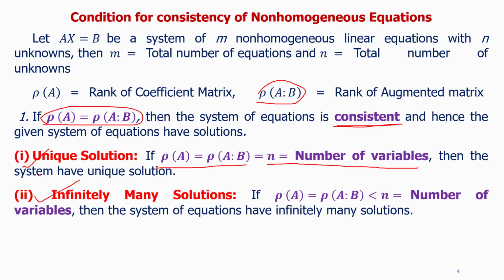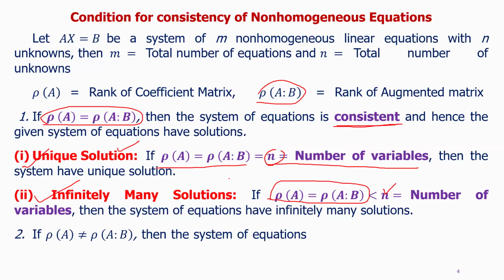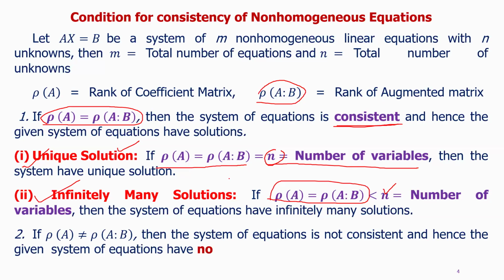What are the conditions for that? The rank of A should be equal to the rank of the augmented matrix [A|B], so the system is consistent, and if the number of variables is also the same, then we get the unique solution. But if the rank of A and the augmented matrix are both the same and less than the number of variables, then the system has infinitely many solutions. And the second condition: if the rank of A is not equal to the rank of the augmented matrix, then the system of equations is not consistent and hence has no solution.